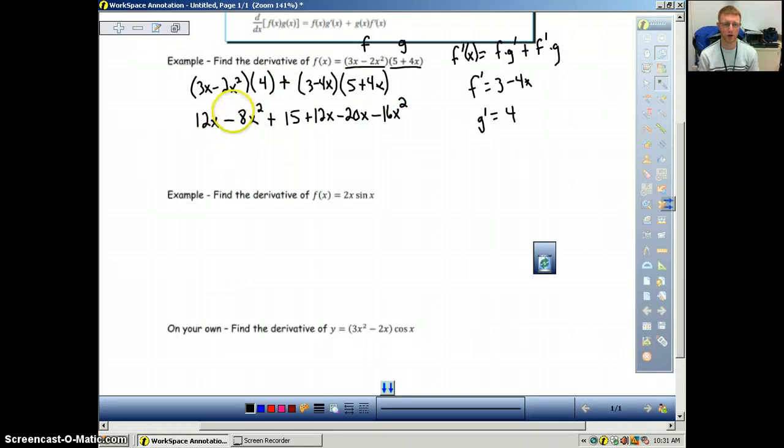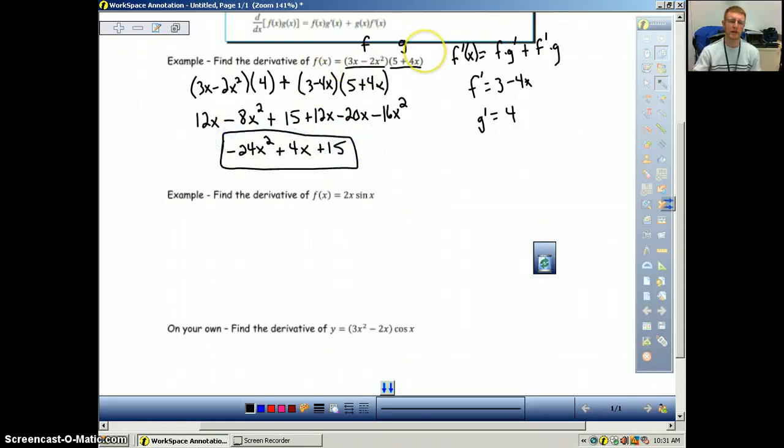Then we want to combine all of our like terms. So negative 8x squared, negative 16x squared is negative 24x squared. Combine all of our x's. 12 is 24 minus 20 is a positive 4x. And then we still have our plus 15. So this is the derivative of this function up here. Now, it is possible, and you could go through this and you could FOIL this out first and then do the derivative the normal way using the power rule. It is absolutely okay for you to do that. I'm just trying to illustrate to you what the product rule looks like and how we will use it.